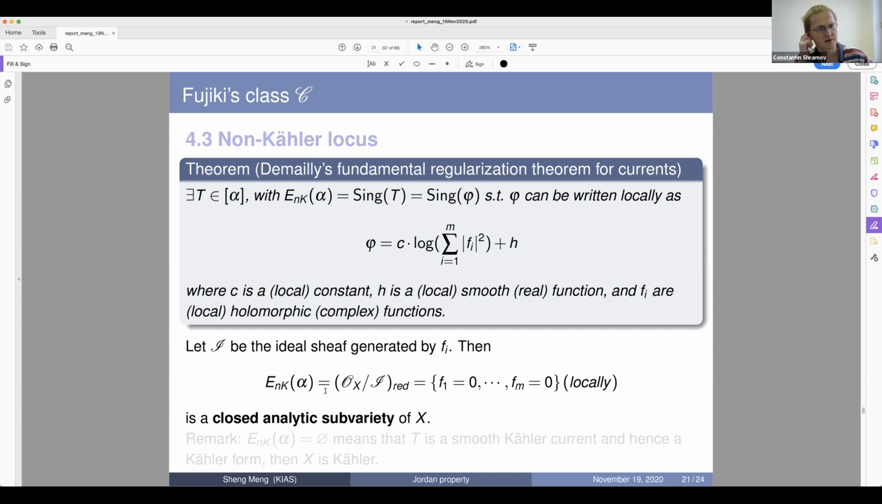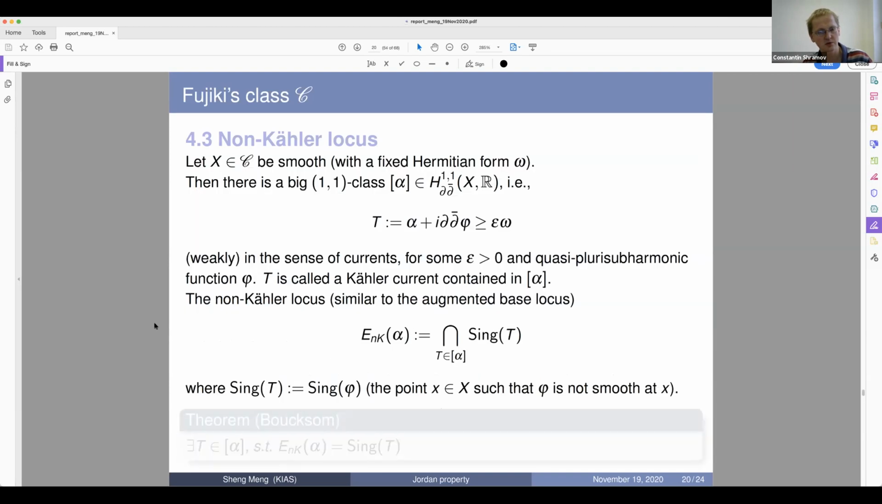And the singularity of T. So T is a current. The notion of singularities, singularity locus of T or singularity locus of phi, the plurisubharmonic function. Do the singularity loci have a scheme structure, or are they automatically reduced by definition? Reduced, only sets. They are just sets. I see.